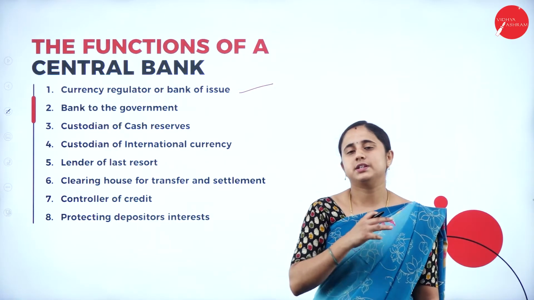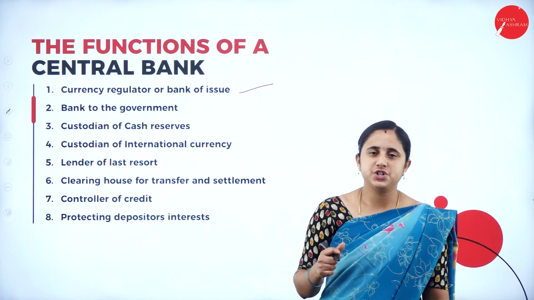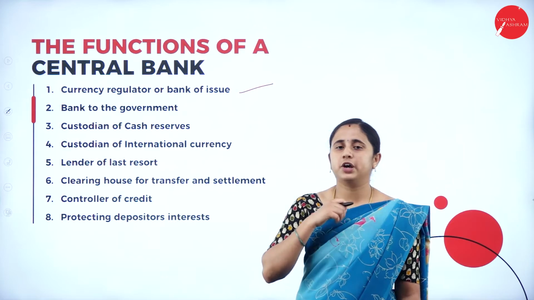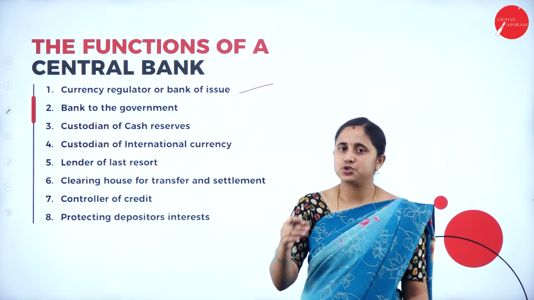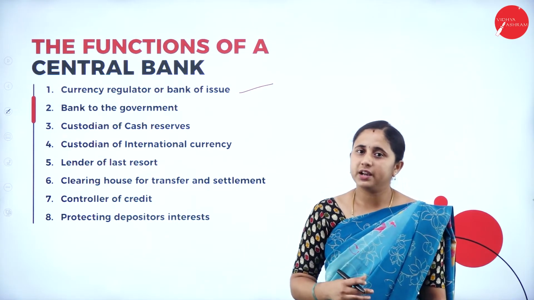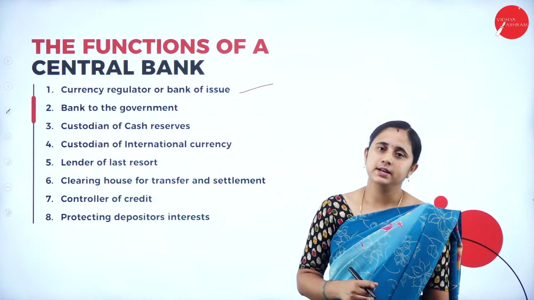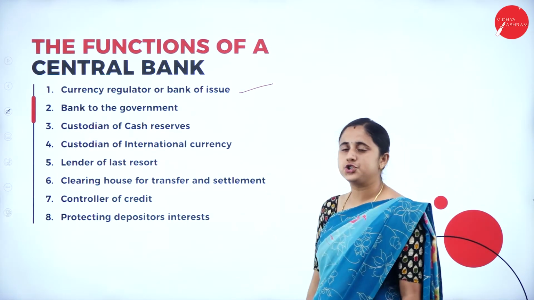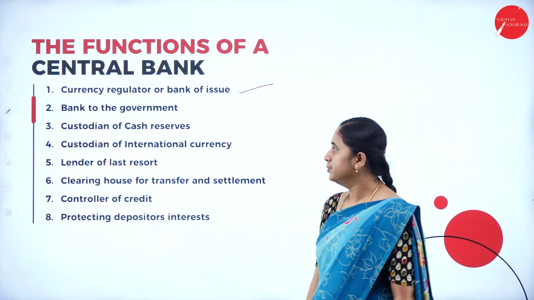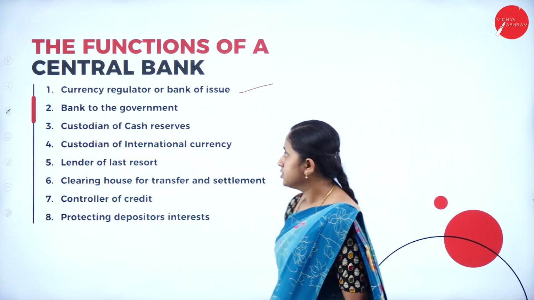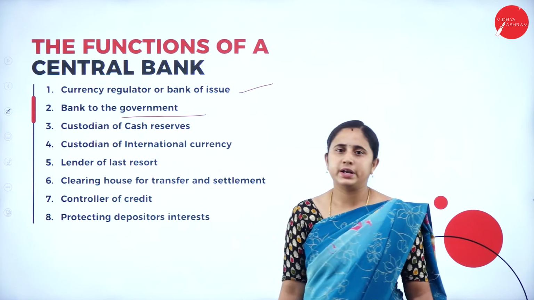The remaining percentage is going to be distributed through the commercial banks. They are going to circulate the money based on the requirement. So they are the bank of issue, they print the currencies. Next, bank to the government.